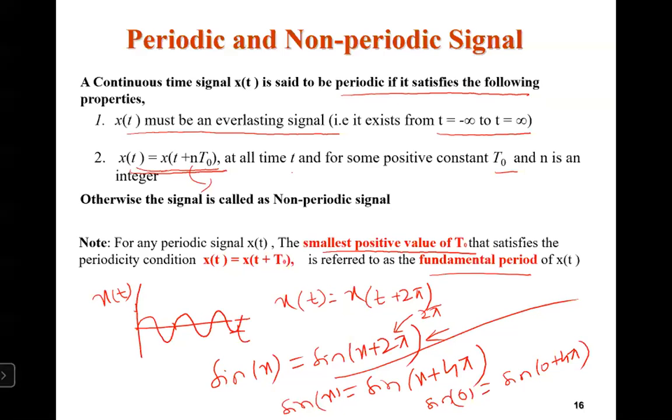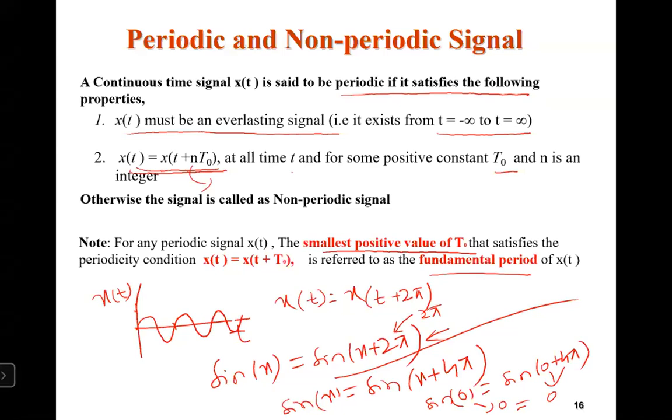Sin 0 is equal to 0, and sin 0 plus 4 pi is also equal to 0. Both are the same. You can also check with any other value of x, and that will satisfy. So here, this 4 pi can be termed as a period of a sinusoidal wave.